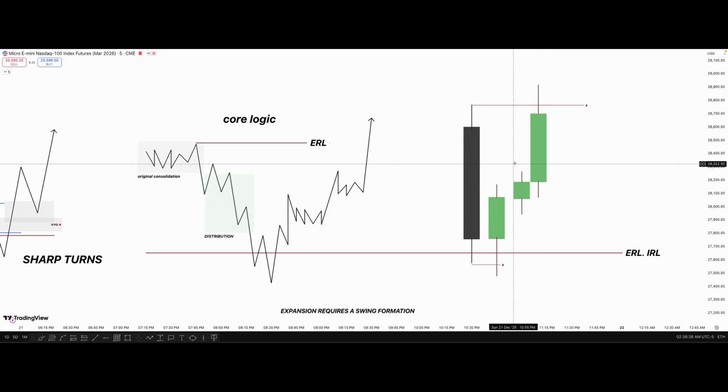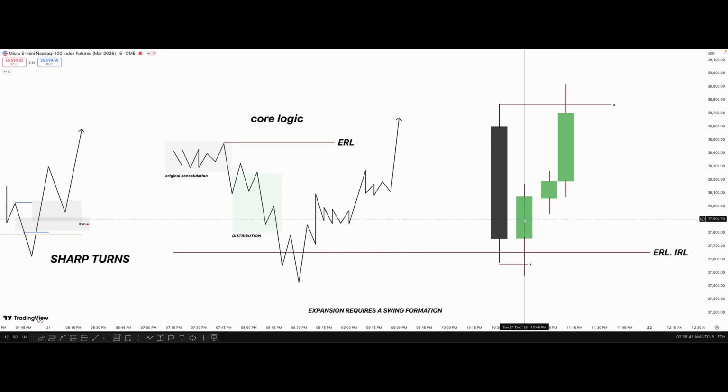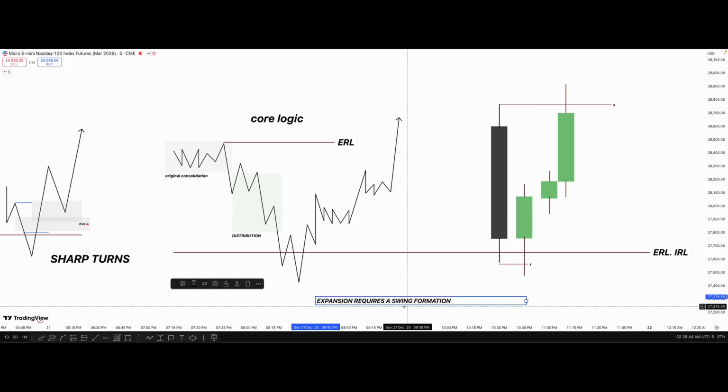This is your final distribution level, right? So here, what is happening? Dekho, what do I mean by this? This expansion was due to what? It happened because of a swing formation. How is the swing formation happening here?